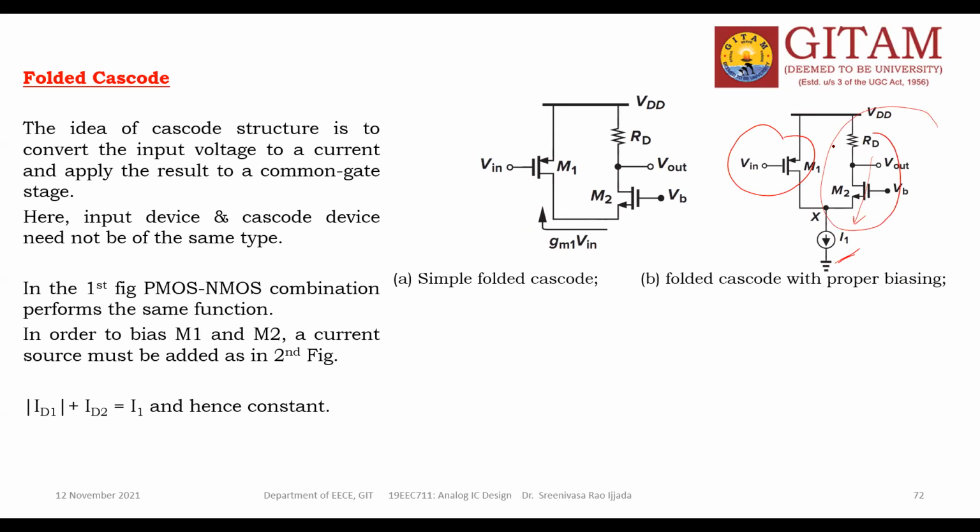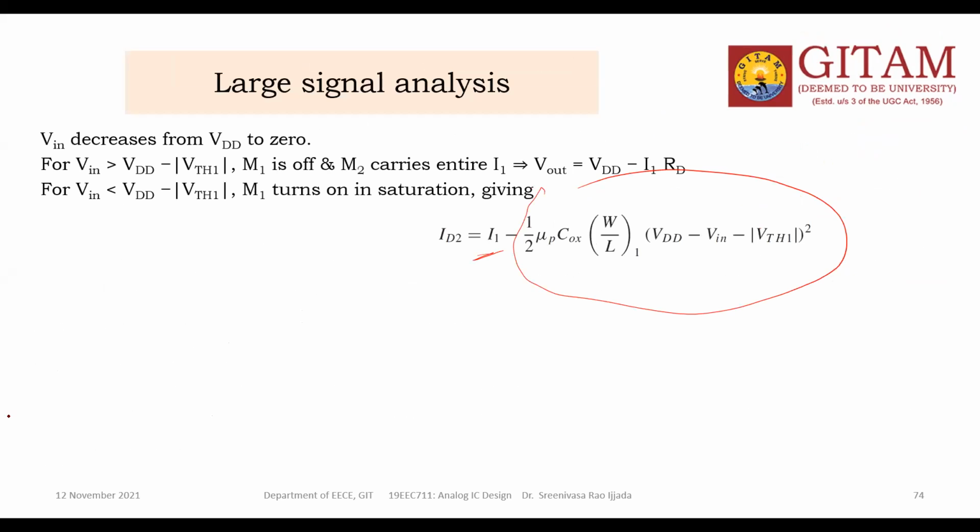What is the current here? If it is in saturation, I1 minus this current is ID2, because already you have a formula here: mod ID1 plus ID2 is I1. If you want to find ID2, it is I1 minus ID1. That's the formula.